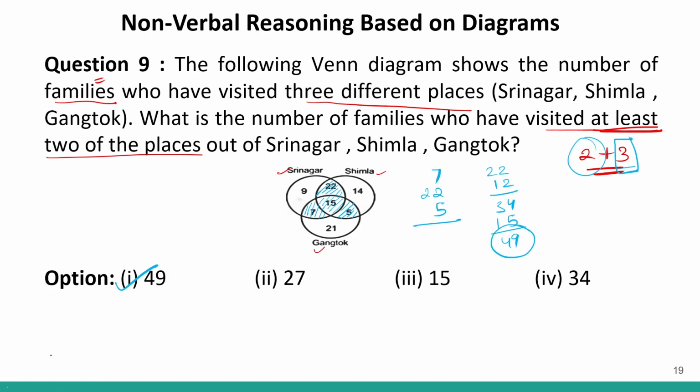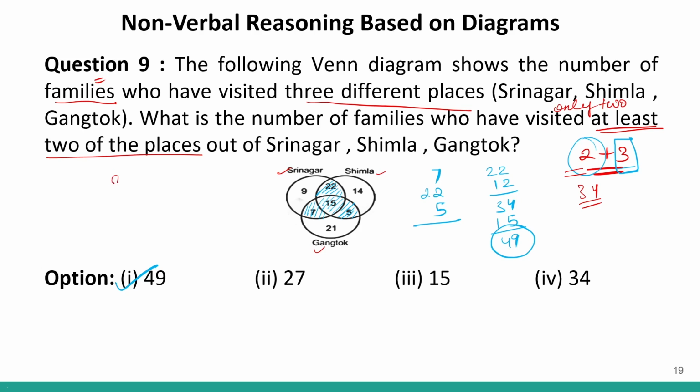So you understood what kind of mistake you could make in the exam. At least 2 means 2, but also the number of people who have visited 3 places. If the question was to find the number of families who have visited only 2 places, then 34 would have been the correct answer. But it asked at least 2. At least 2 includes 3.